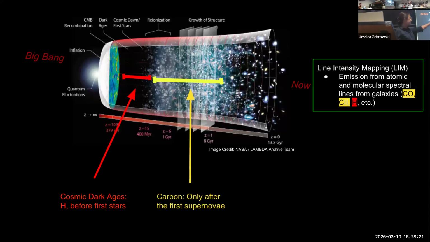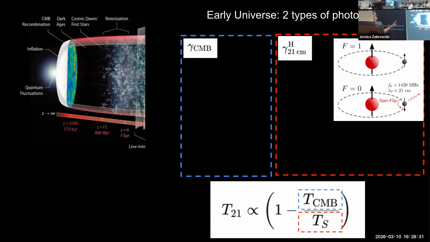So you can only get these things that have carbon in them after the first supernovae happen. And before that, you're really just looking at hydrogen. That's the only thing that was really around before first stars that has these lines. So when you think about the early universe, there's really 2 types of photons. There are CMB photons, and there are these hydrogen photons from the spin flip transition of hydrogen.